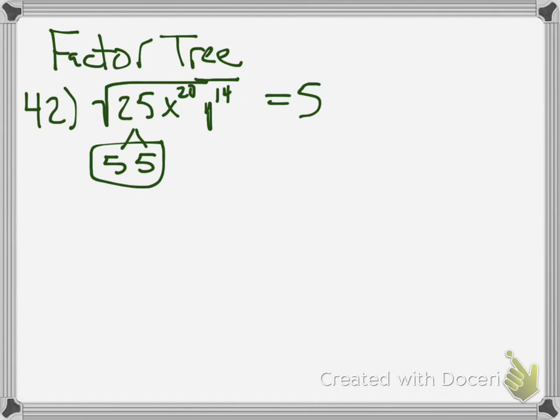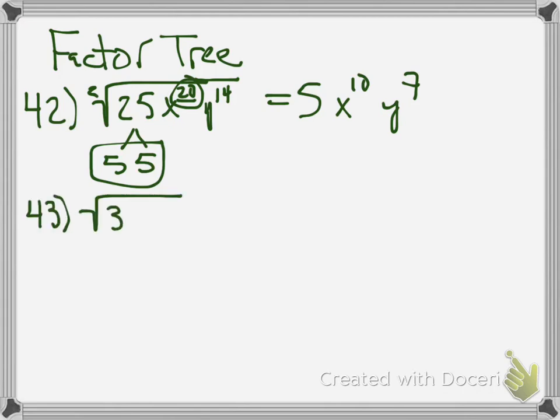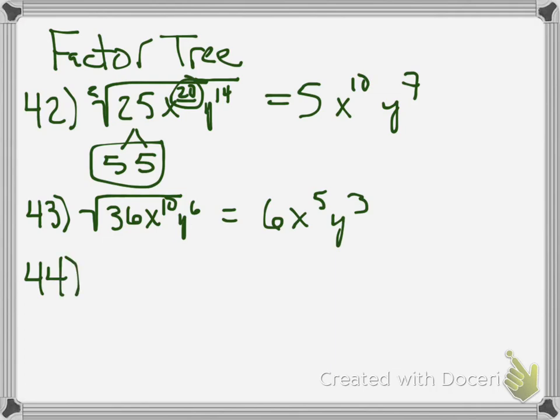But a simple shortcut is if you can divide the exponent by the index, which in this case would be 2. 20 divided by 2 would give you 10. 14 divided by 2 would give you 7. So if they divide evenly, it's easy peasy. Let's see here. 43, same thing. Square root of 36 is 6. Divide the 10 by 2 and you get 5. Divide the 6 by 2 and you get 3.